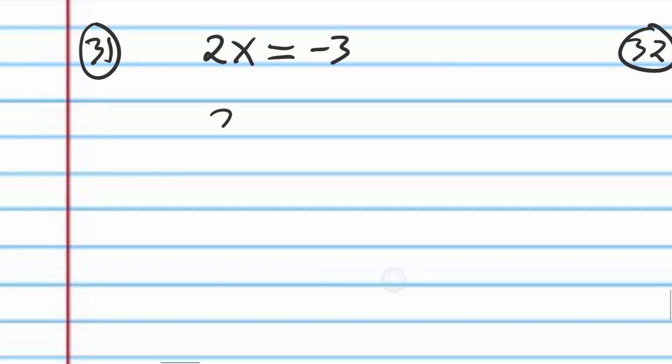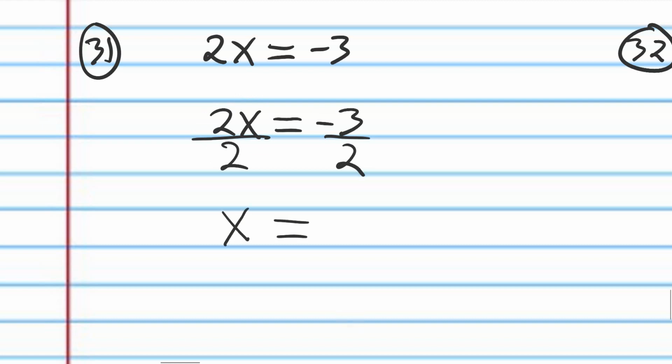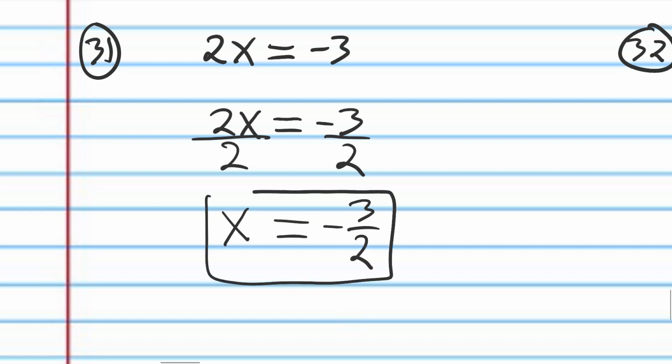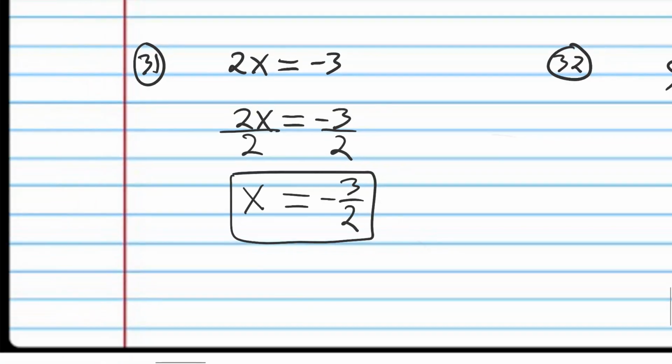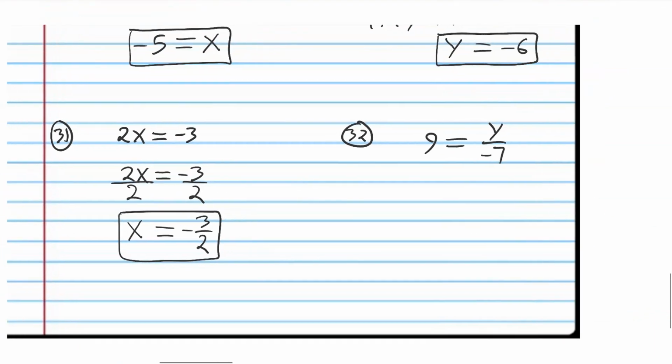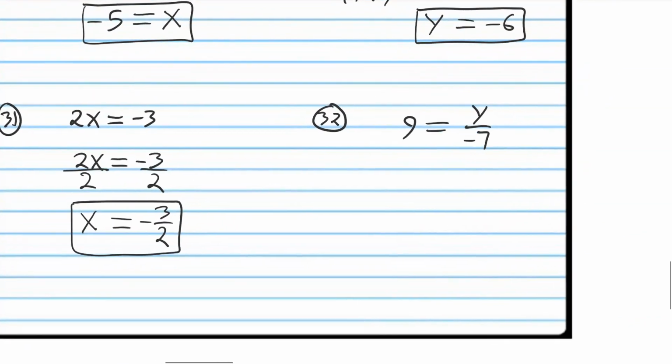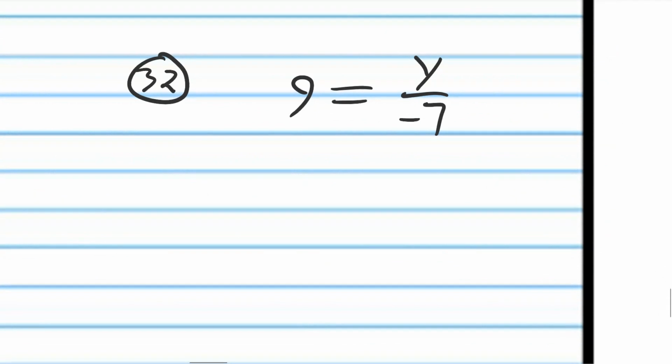All right, we're back. And this is multiplication, so we have to divide both sides by 2. And in algebra, you show division with the fraction sign. The 2's cancel out on the left side of the equation. And you can just leave it as negative 3 over 2. So we got negative 3 over 2. Good job. All right, try number 32. When you come back, we'll do it together.